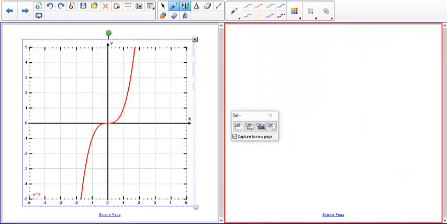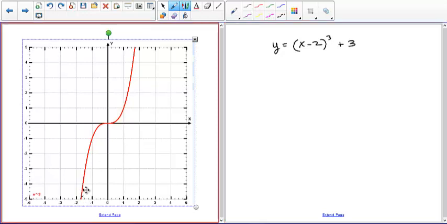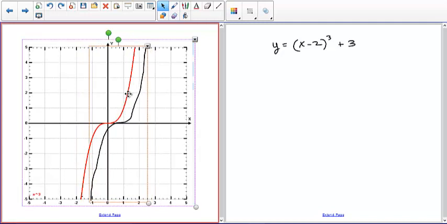We'll do the same kind of thing and look at some different examples. So let's say we have y equals (x minus 2) cubed plus 3. So all we're doing is translating this. So let me sketch over top of it. There's my parent function. Okay, so now I have a function I can move around.